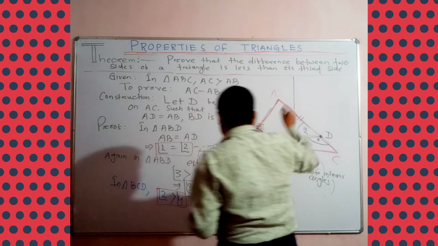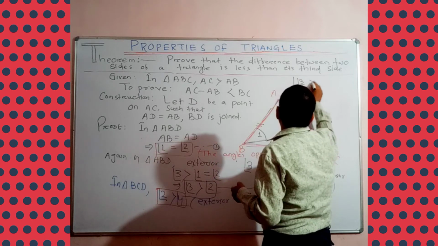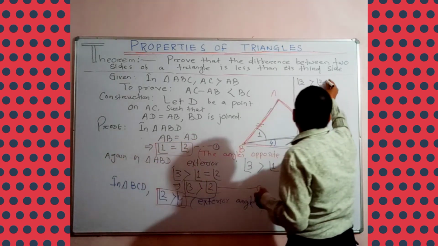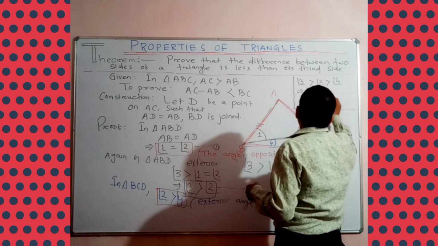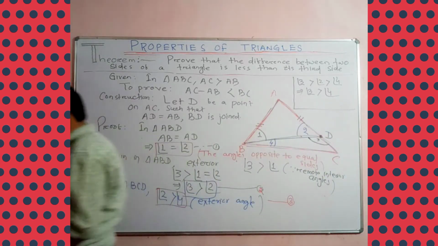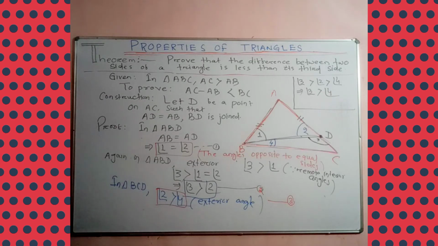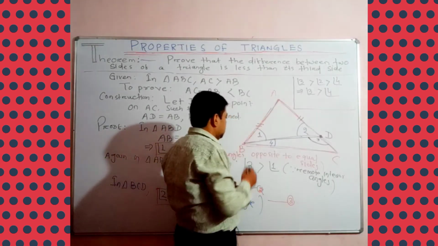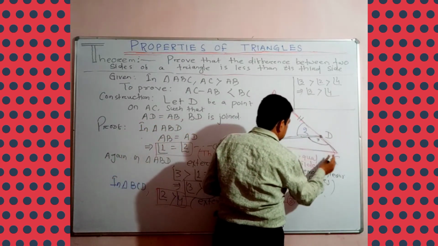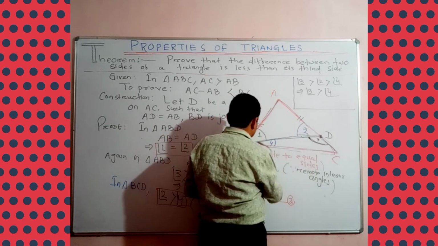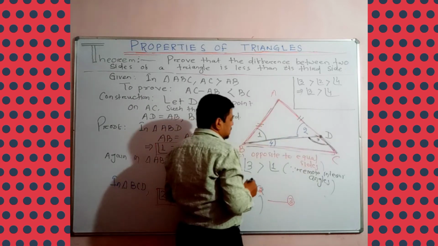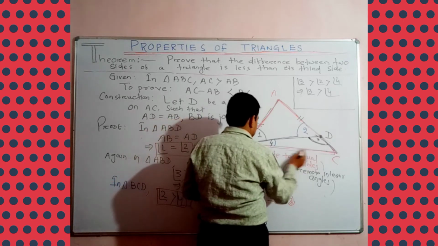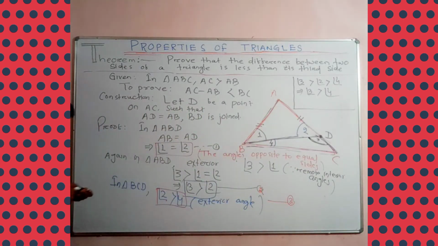From equation 1 it is given that angle 3 is greater than angle 2, and angle 2 is greater than angle 4. So that implies angle 3 is greater than angle 4. Understand? Now BCD is a triangle. In this triangle, angle 3 means which angle? Angle BDC or CDB. And angle 4 means angle CBD. Is it clear? Okay, let's write.